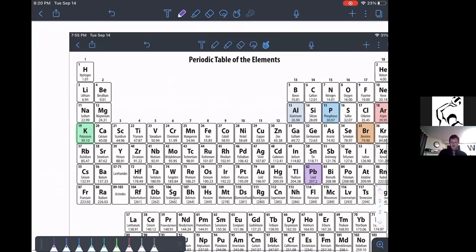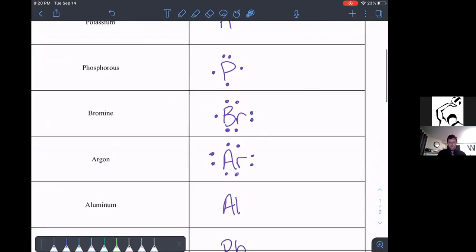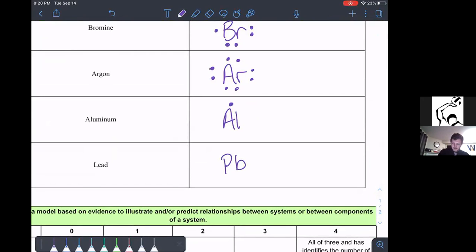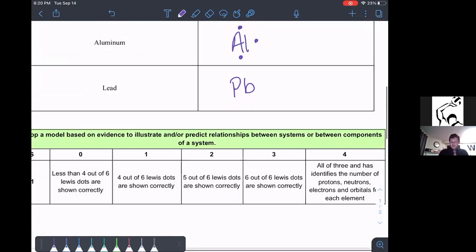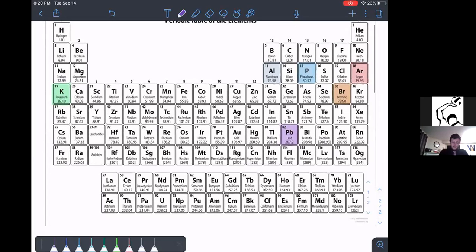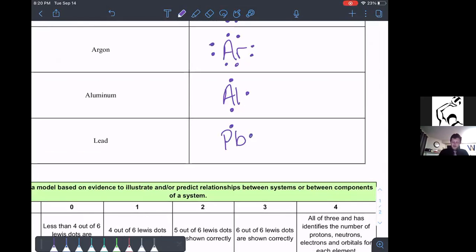Aluminum is still in row 3. Man, so many in row 3. And if we count across, we get 1, 2, 3. So aluminum is in row 3 and gets 3 valence electrons. 1, 2, 3. Last but not least, we have lead. Lead is Pb. Lead is in row 1, 2, 3, 4, 5, 6, which means we're going to count across 1, 2. We skip all these guys yet again. 3, 4. Lead gets 4 valence electrons. 1, 2, 3, 4. And then we're done.